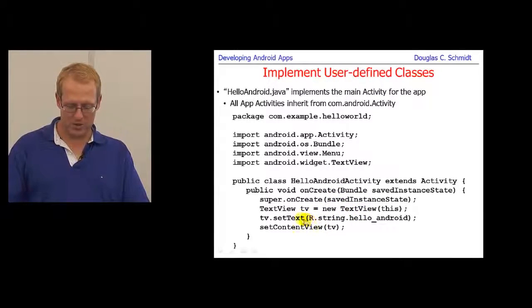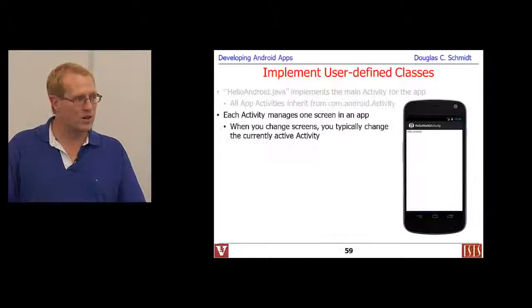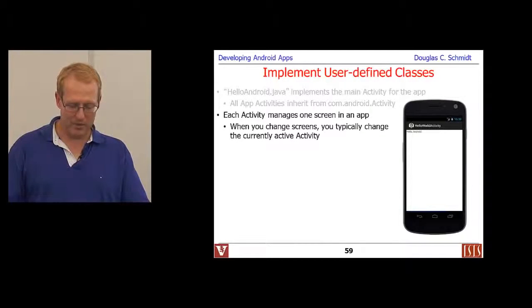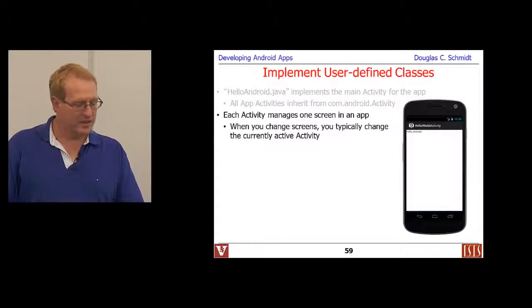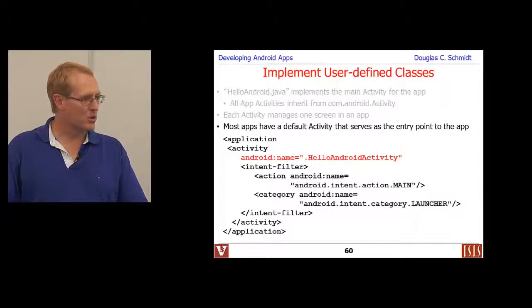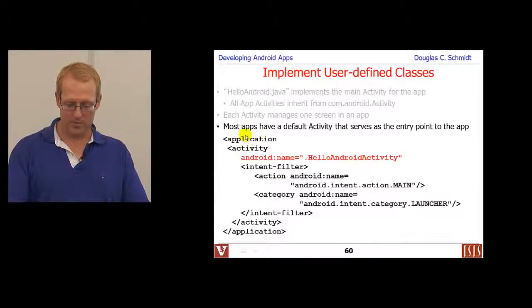In this particular case, we're going to do something very simple. When onCreate is called, we're going to make a new text view. We're going to go ahead and set the text in the text view to be equal to the values that are in the hello Android string. It's part of our resources file. And then we make that the content view, and then that pops up the display that we see here. And typically, as you change screens, you're going to be changing the activities that go along with them and the resources that are associated in the layout files and the string files and so on and so forth.